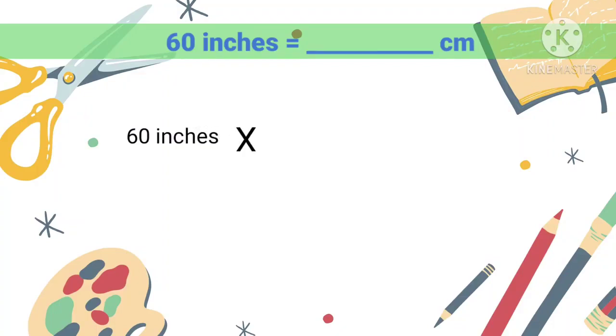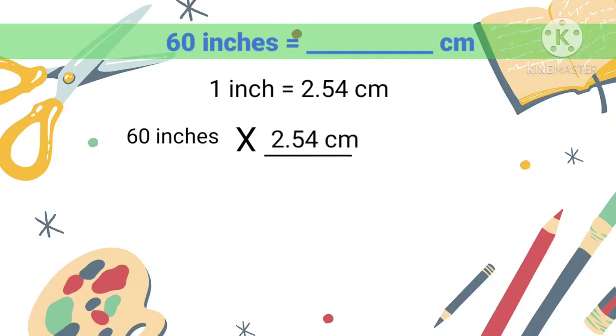Remember that according to our metric conversion chart, 1 inch is equal to 2.54 centimeters. Since we are looking for the value in centimeters, we are going to write 2.54 centimeters as the numerator and its equivalent, 1 inch, as the denominator. Then, we will cancel out inches. Let's proceed to multiplication.